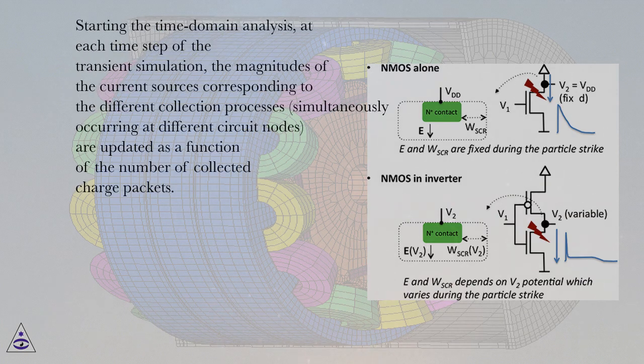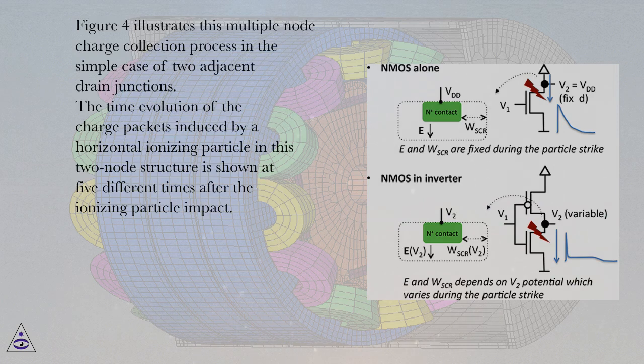Starting the time domain analysis, at each time step of the transient simulation, the magnitudes of the current sources corresponding to the different collection processes, simultaneously occurring at different circuit nodes, are updated as a function of the number of collected charge packets. Figure 4 illustrates this multiple node charge collection process in the simple case of two adjacent drain junctions. The time evolution of the charge packets induced by a horizontal ionizing particle in this two-node structure is shown at 5 different times after the ionizing particle impact.